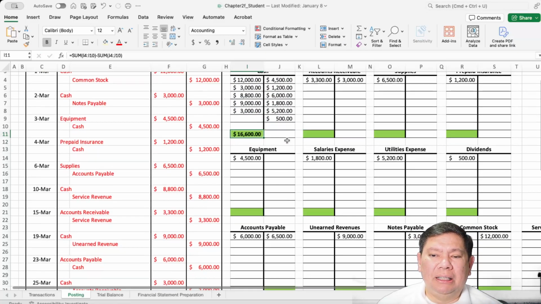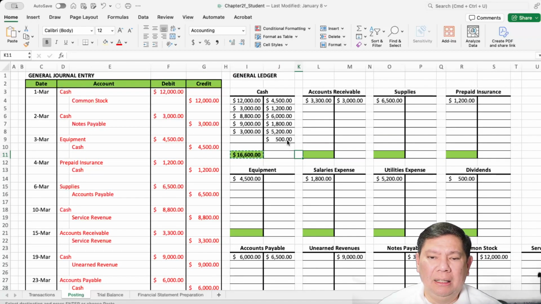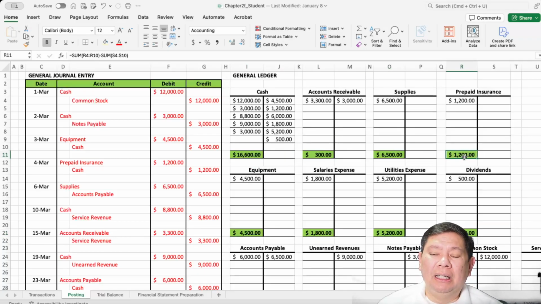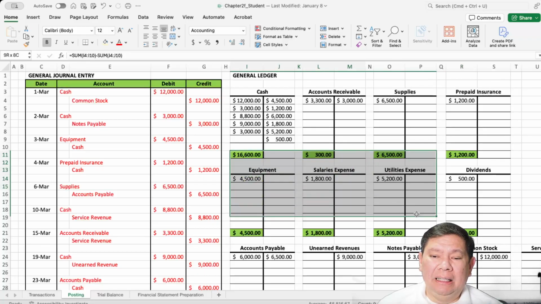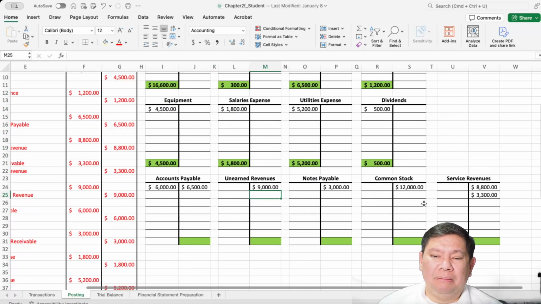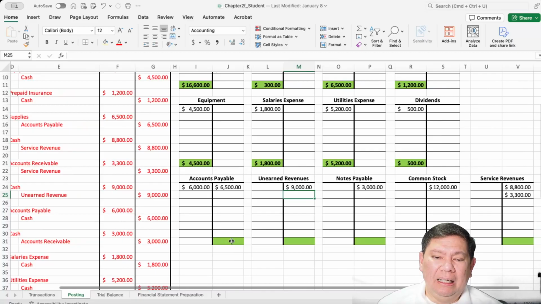Okay, 16,600 for cash, 300 for accounts receivable. Well, you don't have to use calculator for this. It's just very simple calculation. So we calculate the ending balance for each T account. Okay. And the green position here shows the normal balance. So these 8 are debit normal balance. And the next 5 T accounts are credit normal balance.